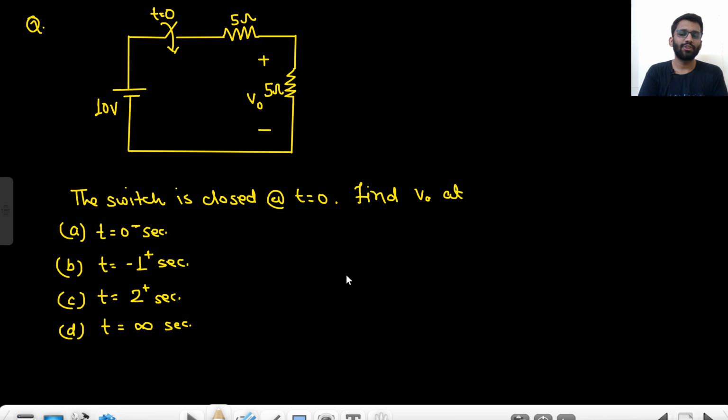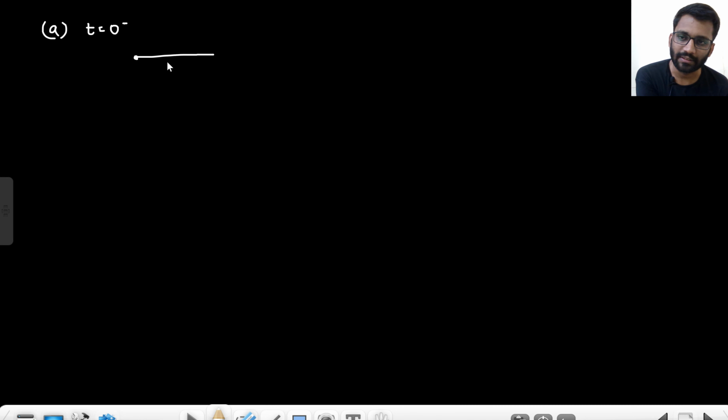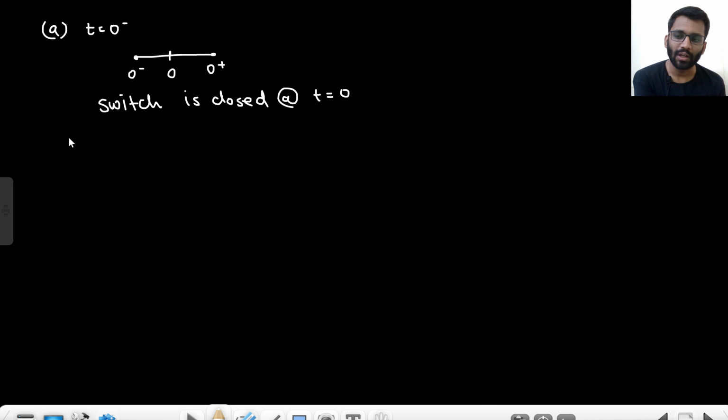So first, t equals 0 minus second. It is before t equals 0, right? What is the axis? This is the axis. This time is t equals 0, this time is t equals 0 plus, and this time is t equals 0 minus. The switch is closed at t equals 0. So how would the circuit look before t equals 0?